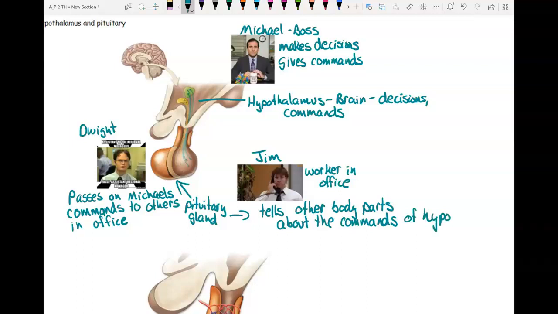So you have a chain of command. The hypothalamus is in charge. It makes decisions. It gives commands. It communicates those commands to the pituitary gland. The pituitary gland then tells other parts of the body, hey, this is what you're supposed to be doing.